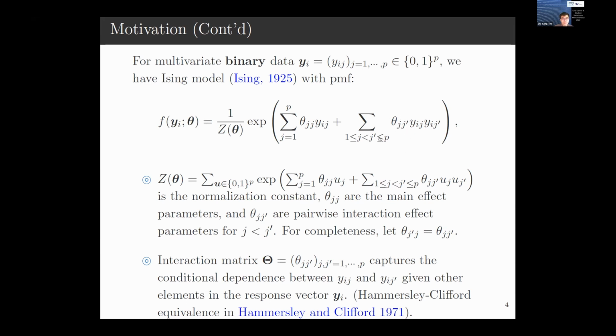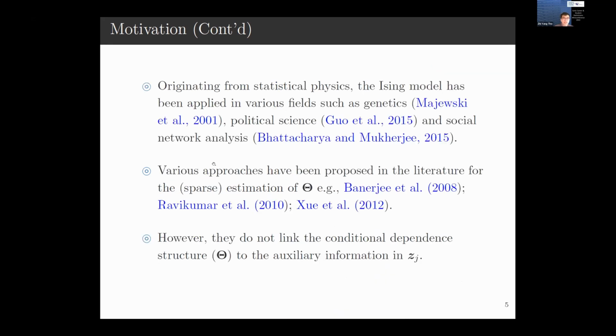So we can further collect all these theta_jj' in a p times p interaction matrix. And this theta_jj' just captures the conditional dependence between your responses y_ij and y_ij', given all the other elements in the same response vector y_i, right? In the literature, there have been many approaches to study the estimation of the theta matrix, the interaction matrix. However, these studies do not directly link the conditional dependence structure to the additional information that we have in the Z_j vector. So, for example, in our case, the senators' attributes.